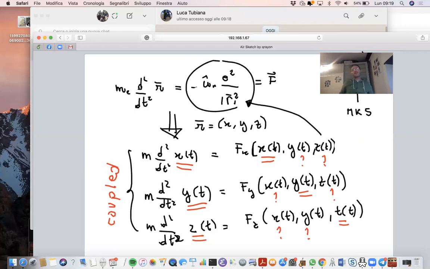You have to find a way to solve them all together. So, as you can see, whenever you look at the problem of multidimensional motion in classical mechanics, you face the problem of solving coupled second-order differential equations, which is, of course, not a simple problem to solve.